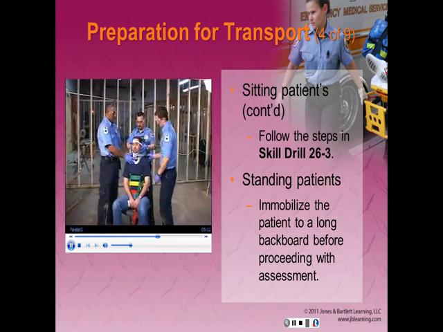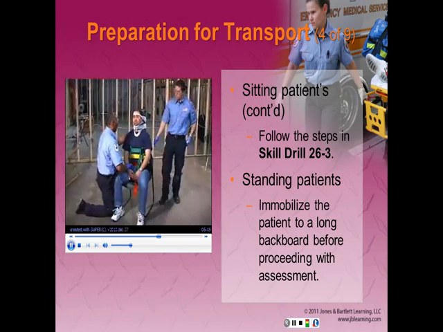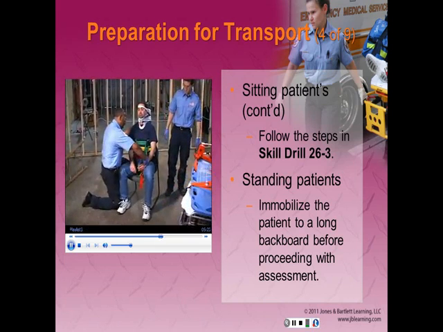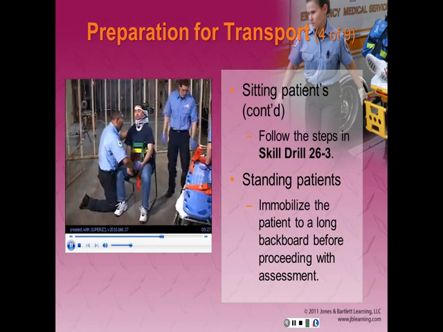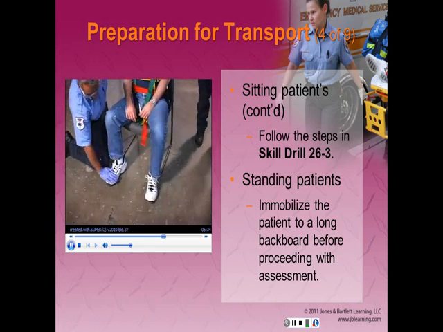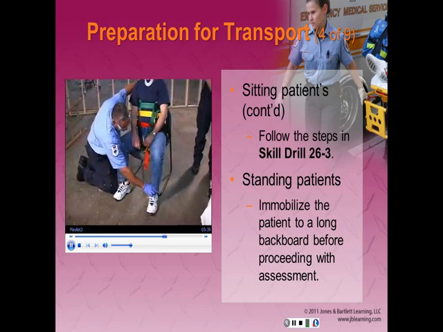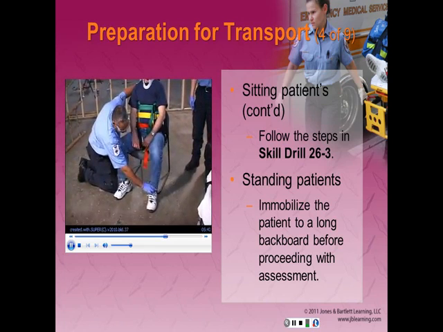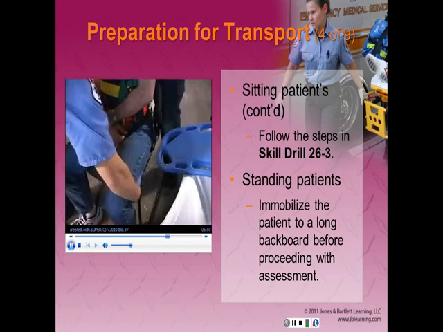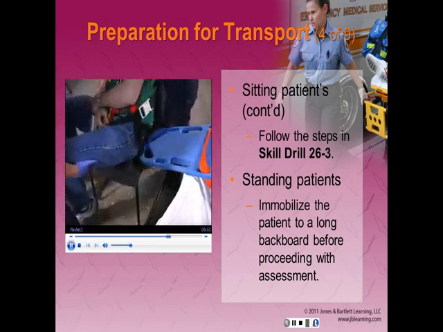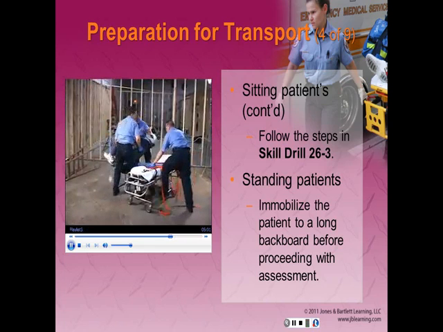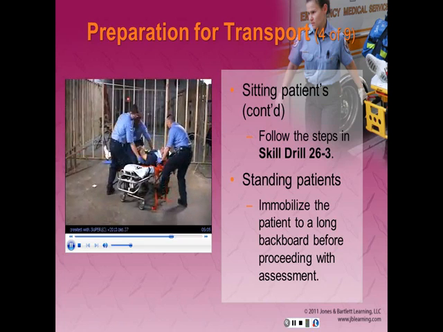With the patient secured to the short device, move the patient to a long backboard. Check the distal circulation, sensation, and motor function in all four of the patient's extremities. Rotate the patient as a unit in line with the longboard. Carefully lower the patient onto the board. Position the patient on the long backboard.